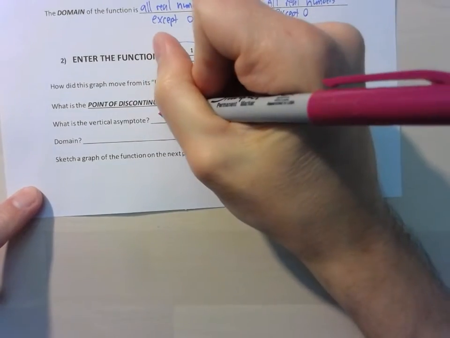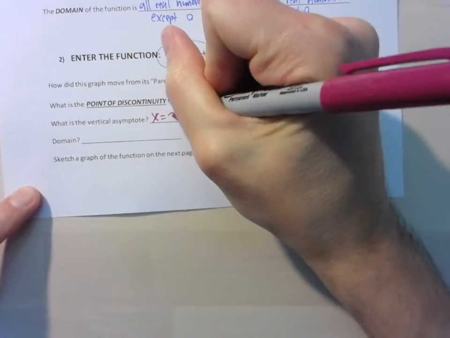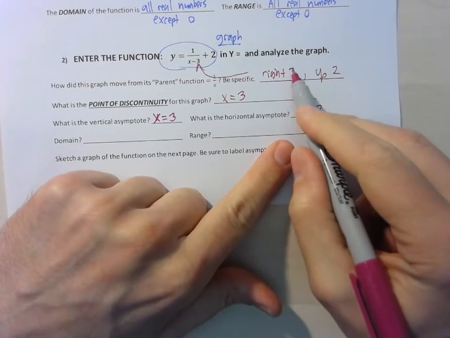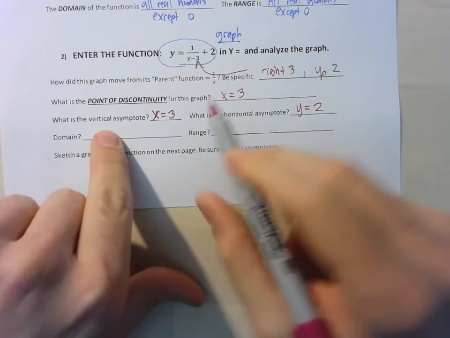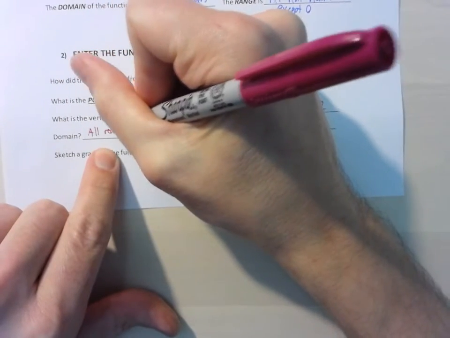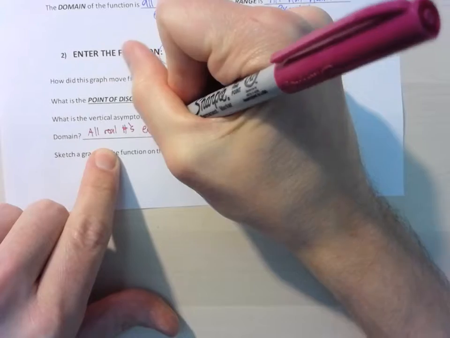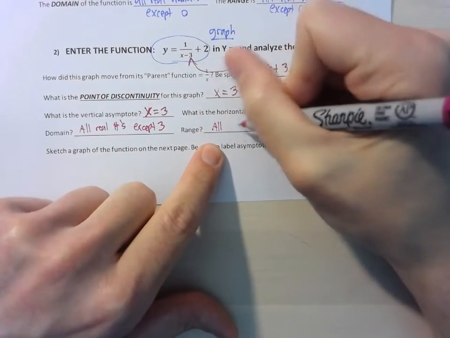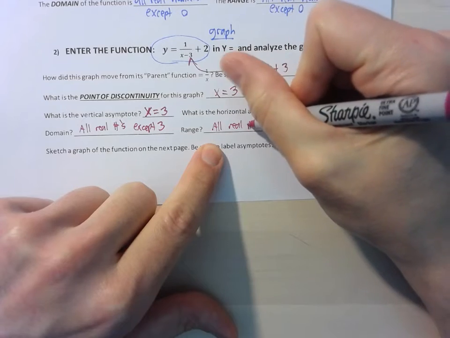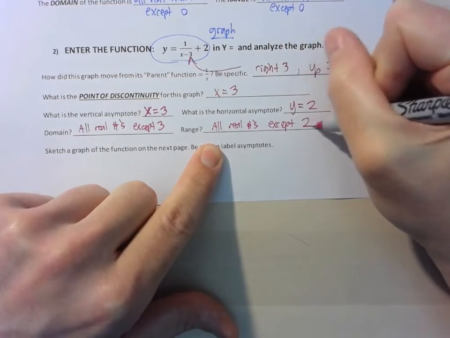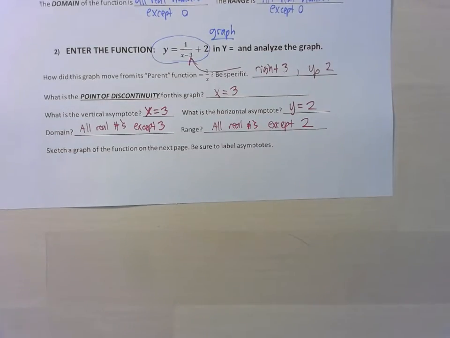That means the vertical asymptote is also x equals 3. The horizontal asymptote will be y equals 2. So it's going to come right from these numbers. The domain is all real numbers except 3. And the range, the y values, all real numbers except 2.